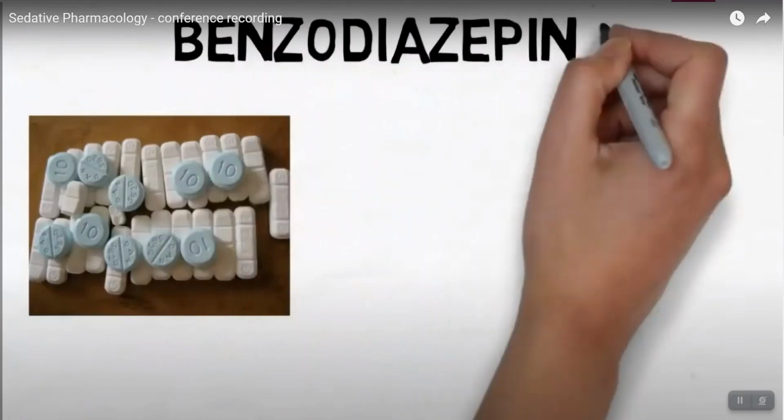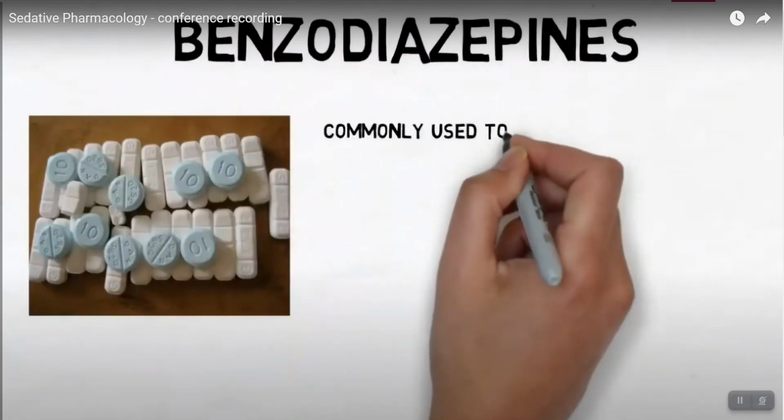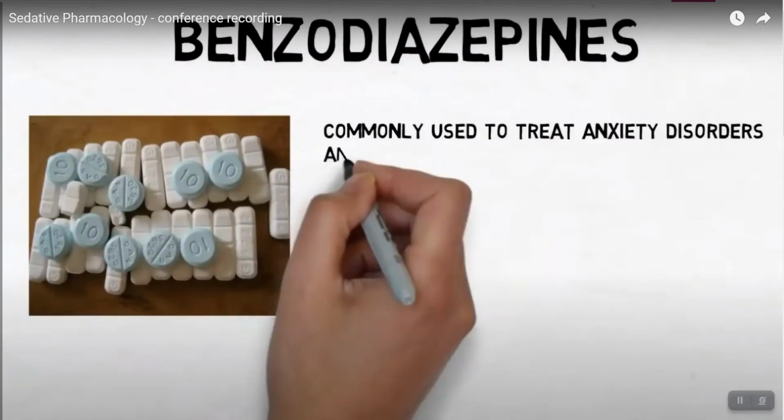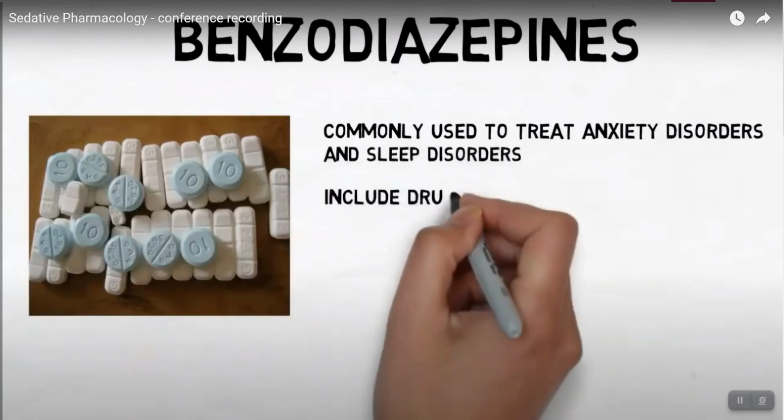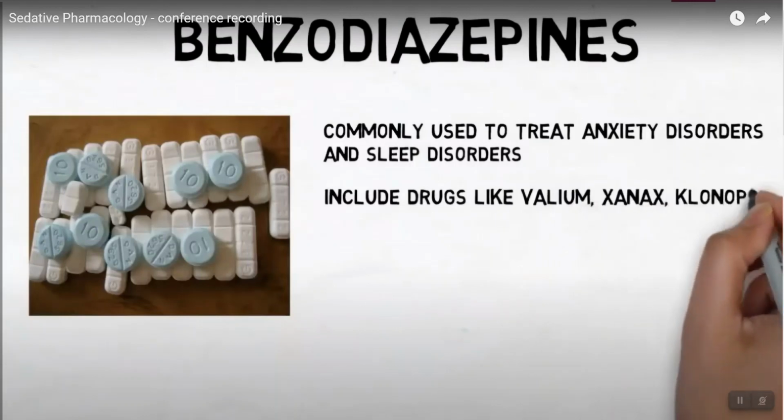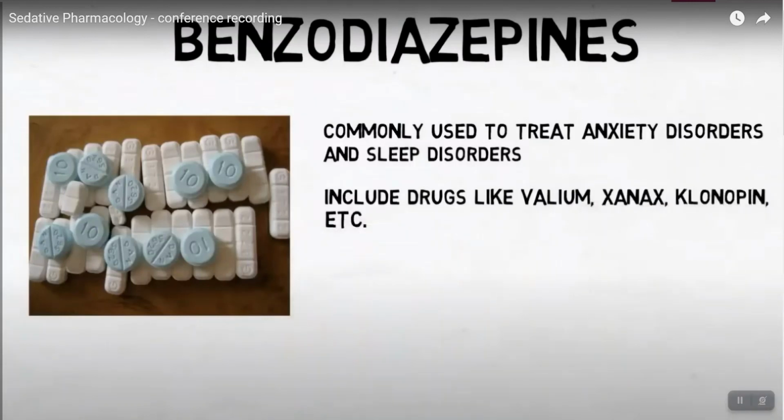Benzodiazepines are a class of drugs named for their chemical structure that are commonly used to treat anxiety disorders and sleep-related disorders. They include well-known drugs like Valium, Xanax, and Klonopin. There are dozens of drugs in the benzodiazepine class, but the mechanism by which they all exert their effects is thought to be similar.